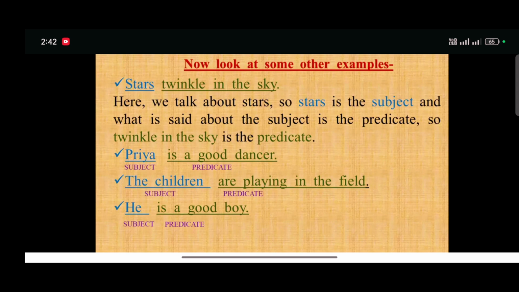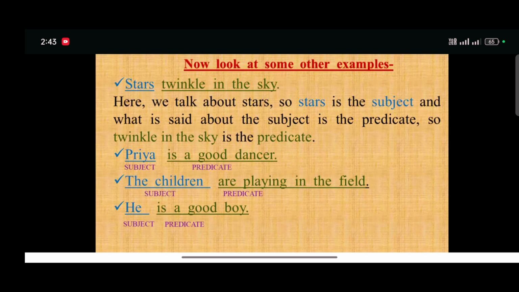Look at some other examples. Let us find out the subject and the predicate in these sentences. First sentence is, stars twinkle in the sky. Here we talk about stars. So stars is the subject. And what are we saying about stars? That they twinkle in the sky. So twinkle in the sky is the predicate.